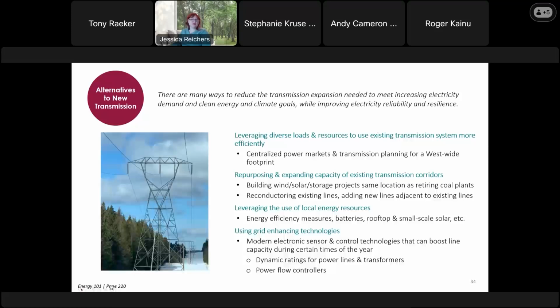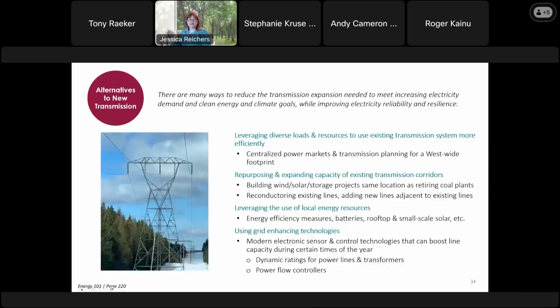So first, there are more options for grid operators to access and use more of the existing transmission system. This can happen through things like energy markets, like the electricity day-ahead market that I described earlier. Broader, geographically diverse electricity markets help grid operators leverage a broader diversity of loads and resources. This means that operators have more options to meet those load needs using the existing system.